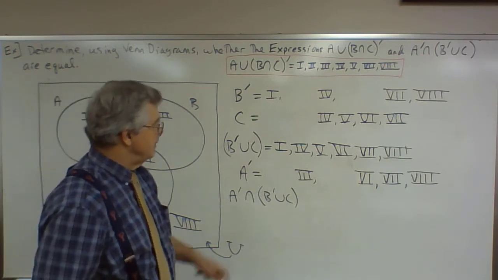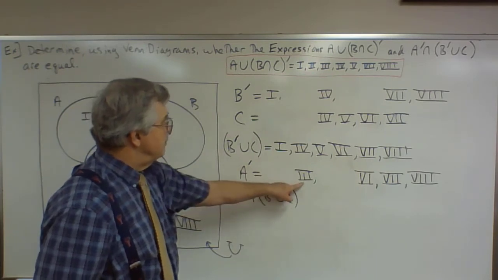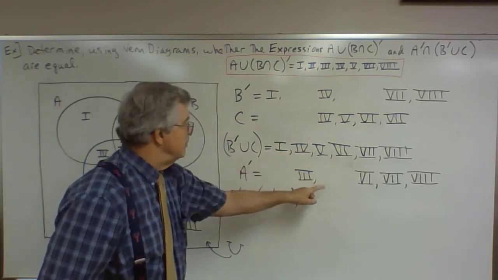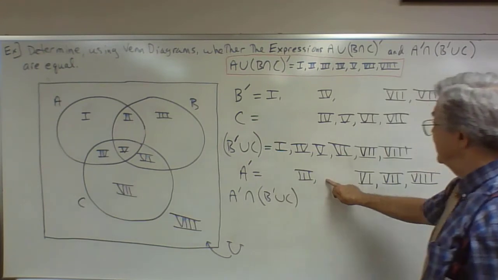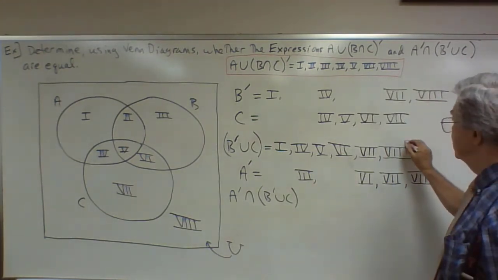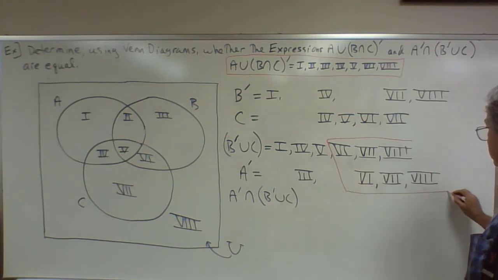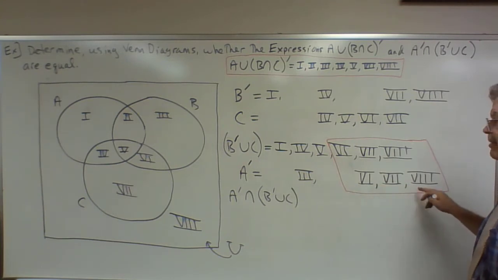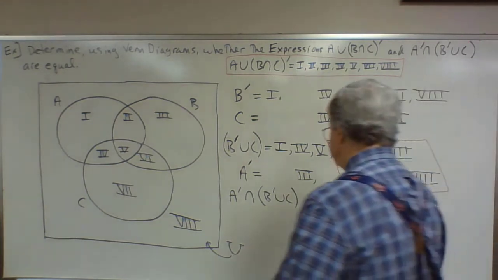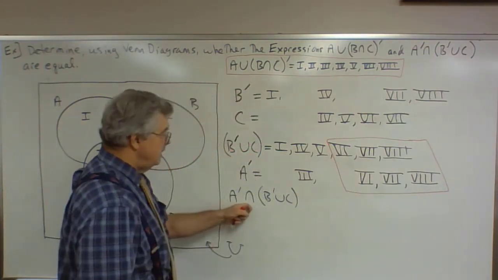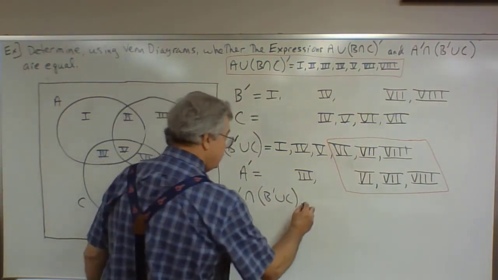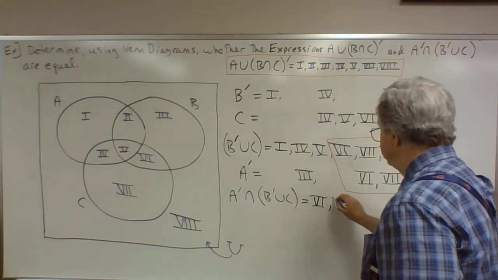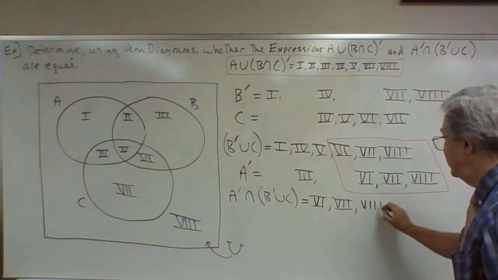Let's see. 1 is not in A complement. 3 is not in B complement union C. 4 is not in A complement. 5 is not in A complement. But oh, look at these guys right here. Regions 6, 7, and 8 are in both. So A complement intersect B complement union C consists of regions 6, 7, and 8.